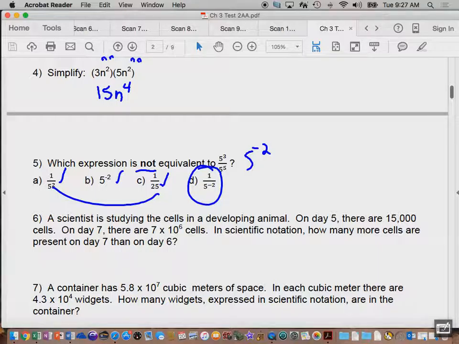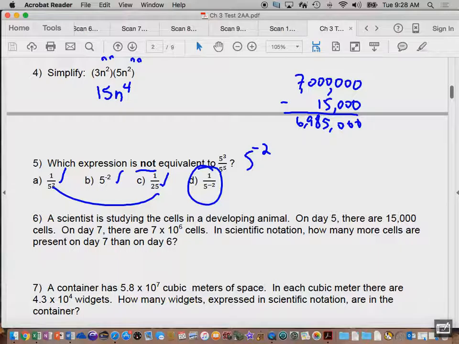Subtract, good. So first I'm going to do 7 times 10 to the 6th. There's 7 times 10 to the 6th. And here's 15,000 on this day. And I'm going to do exactly what Michael said, which is to subtract. 0, 0, 0. And this comes out to be 6985.